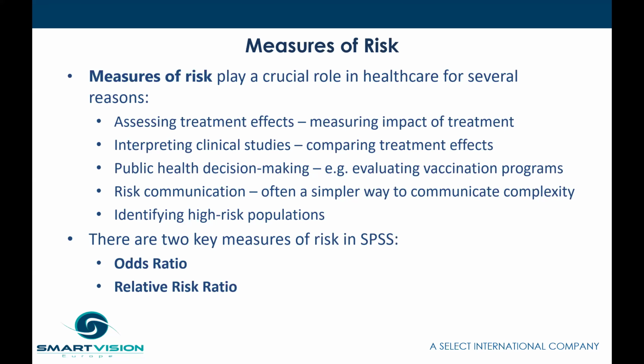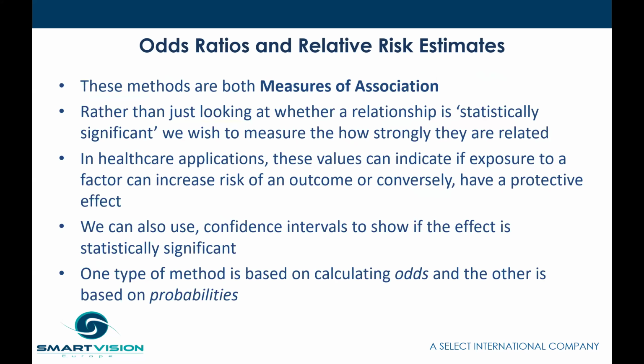It's also used in identifying high risk populations within a wider population. Now, there are two key measures of risk which are commonly used, and they're both present in SPSS. You get them both when you ask for the risk measures in the statistics sub-dialog of the crosstabs procedure: odds ratio and relative risk ratio. These are both what are called measures of association.